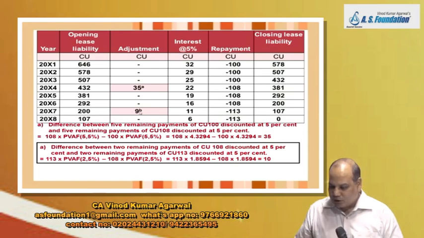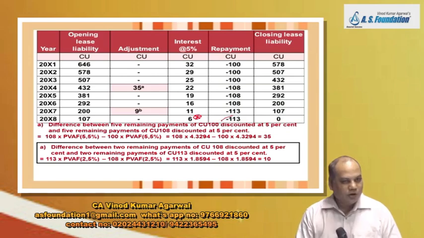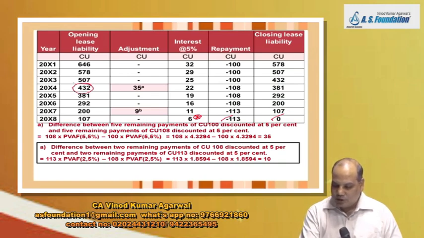After that, calculate the interest. 200 plus 9 into 5%. Is it 11? You will pay 113. 107 balance. 107, last year no adjustment, into 5%. Approximately 6. Make it 113. So last year you can make the interest a balancing figure also, because this amount is already logged and this figure has to become 0. Okay. This is an example of change in liability due to change in index.